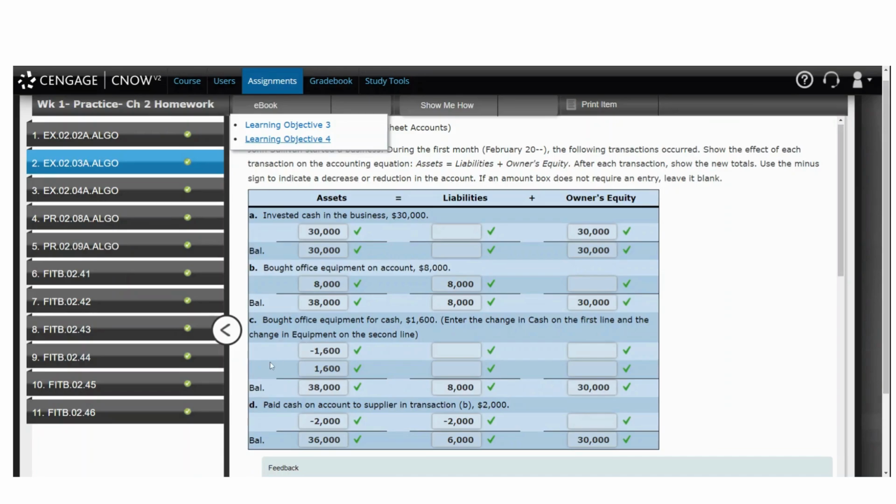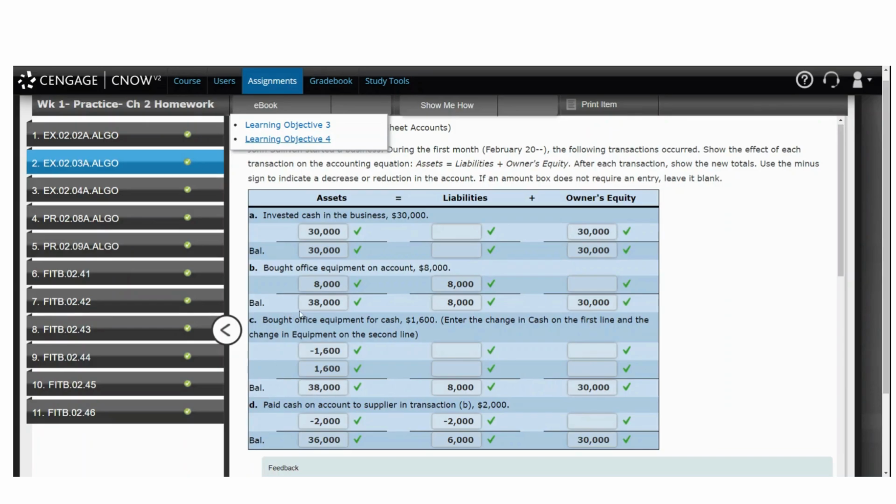In C, the owner buys office equipment for cash in the amount of $1,600. So we enter the change in cash on the first line and the change in equipment on the second line. So my cash decreases by $1,600 because he paid cash, but my asset of office equipment increases by $1,600. Nothing happens to my liabilities, so I leave that blank, and nothing happened to my owner's equity, so I'll leave those two boxes blank as well. So now I bring down my balances.